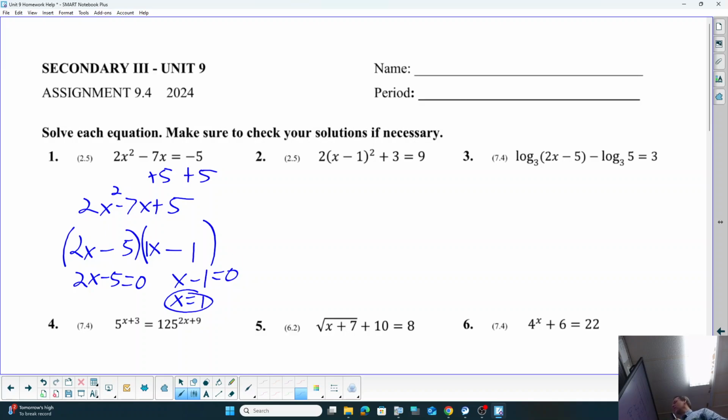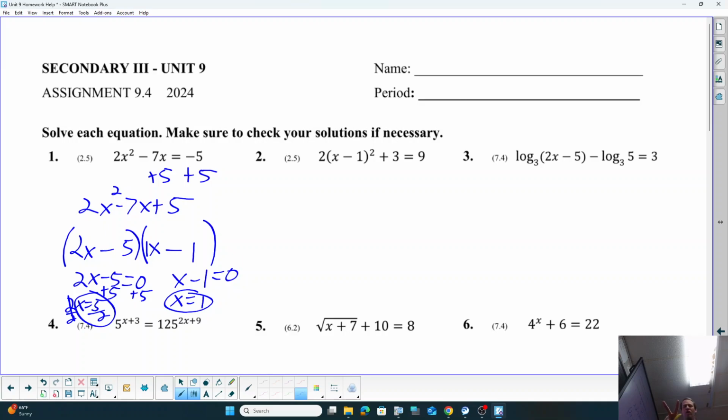So we get, add 5 to the other side. So we get 2x equals 5, divide by 2. Get 5 halves. Plug it back in, make sure it works.